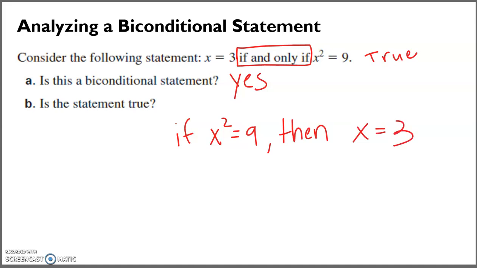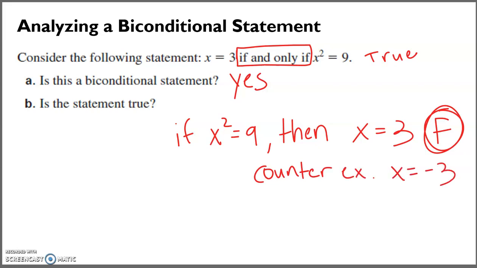If we swap the argument, that would be false. This is not true. My counterexample would be x equals -3. So the statement is not true. The reason why is that the argument does not work in both directions. When you swap the argument, it is not true, and I came up with a counterexample to indicate that it is not true.